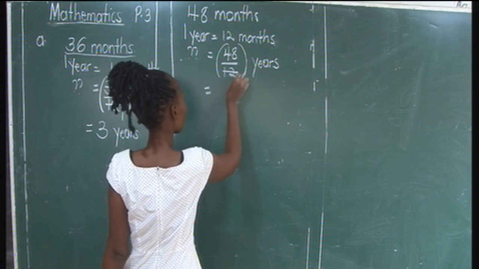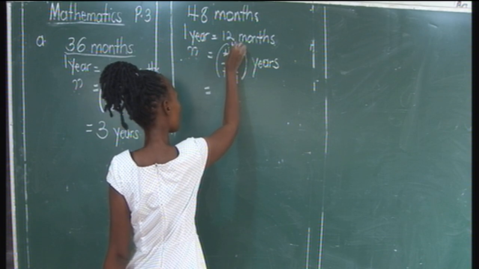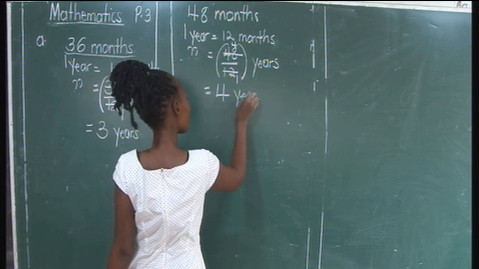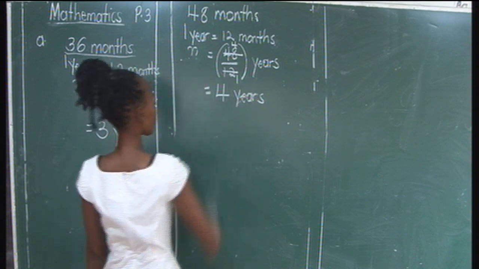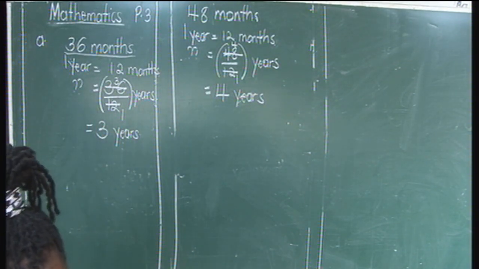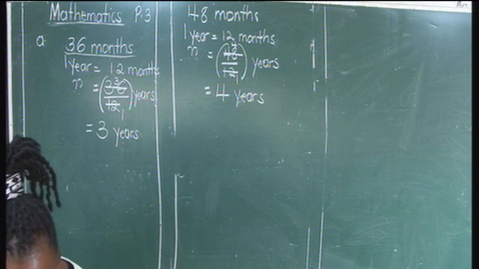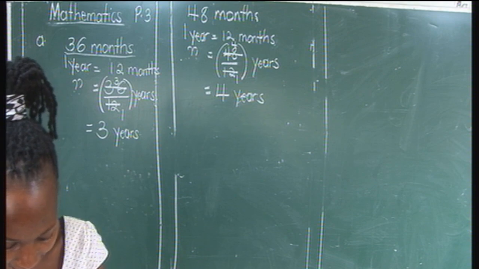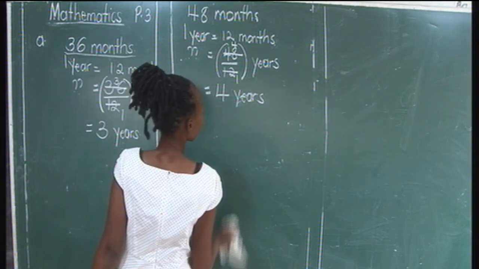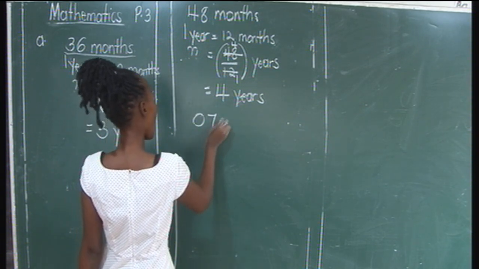12 goes into 48 4 times. Now the answer will be 4 years. Thank you so much. Okay, now those remaining 3, you also work them out. For today, let's stop there. But I've told you, if you find something challenging and you are not sure, you can ask me, I'll help you.